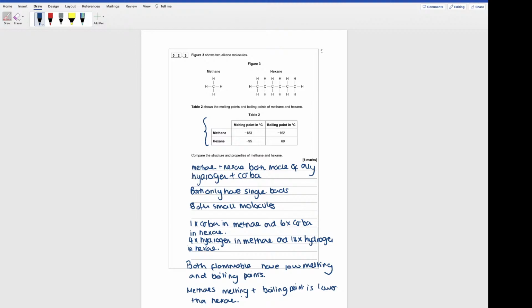Now, there's lots of other marks you could get from this question. So if I haven't touched on yours, that's absolutely fine. I've linked in the description a link to the mark scheme. So have a look. I'm sure your answer will be covered in there as well. But these are just the ones that I came up with to get 6 marks.